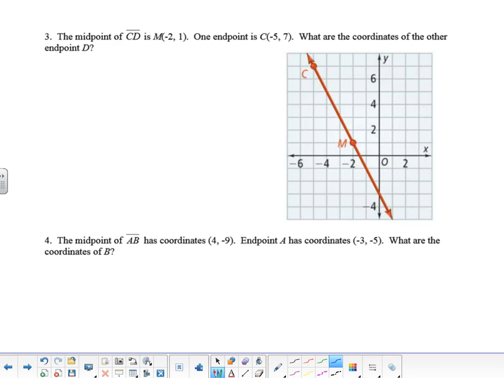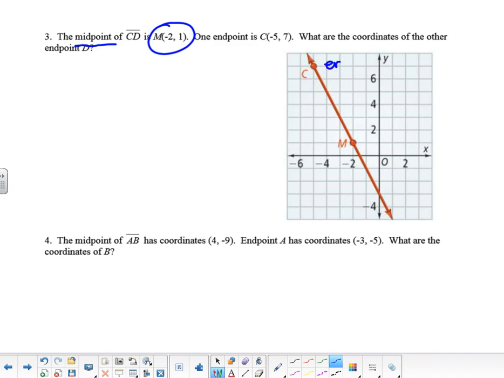All right, now this one's a little bit different, okay? This time it says the midpoint of CD. Notice we're given the midpoint is this, okay? So this is our midpoint. One endpoint is negative 5, 7. What are the coordinates of the other endpoint, D? Okay, when it's on a graph like this, the simplest way to do this is simply by counting.